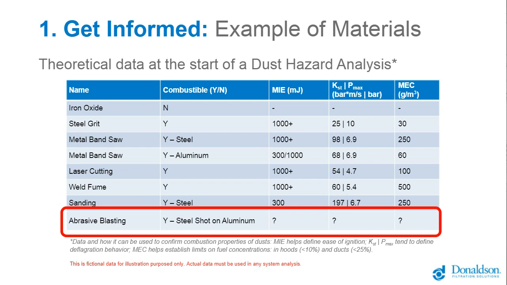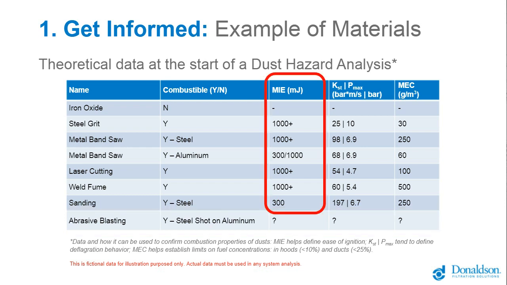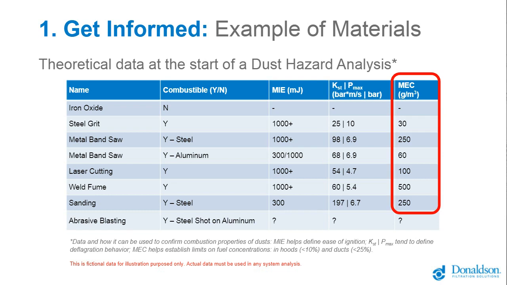Some of the data they're collecting, such as minimum ignition energy, or MIE value, may be helpful in determining electrical classification areas or special bonding or grounding requirements. And the minimum explosible concentration, or MEC values, may help identify where sufficient fuel is available to create a risk that requires mitigation actions.